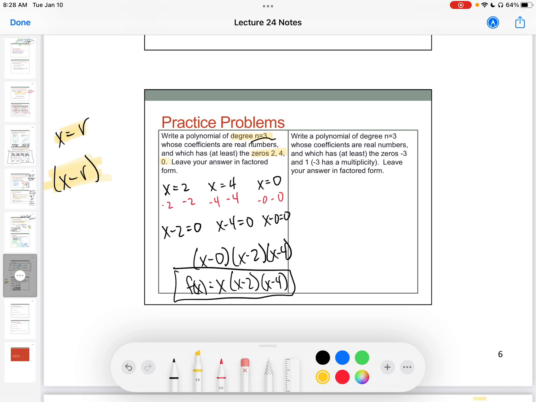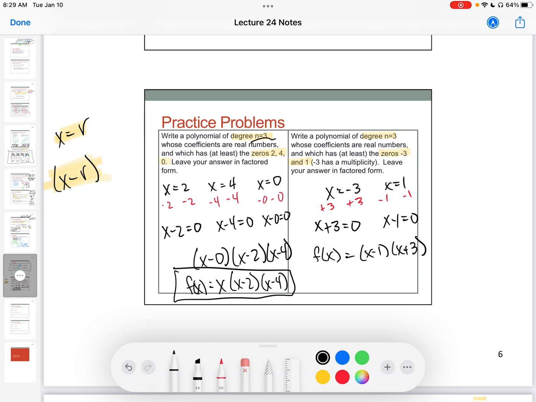Write a polynomial function of degree 3 whose coefficients are real numbers and has the zeros of negative 3 and 1. Same process on this. I had that x equals negative 3 and x equals 1. This time I would need to add 3 to get it over, and still subtract 1. So I end up with x plus 3 equals 0 and x minus 1 equals 0. So my two factors are x minus 1 and x plus 3.